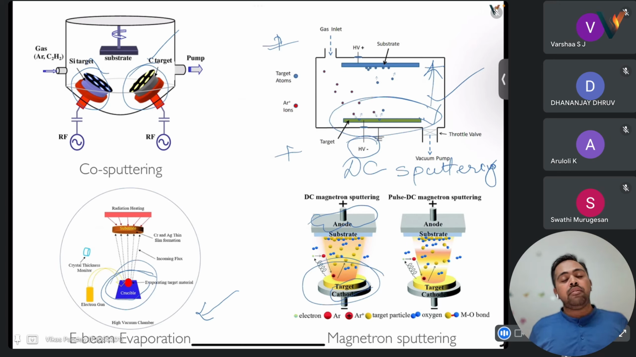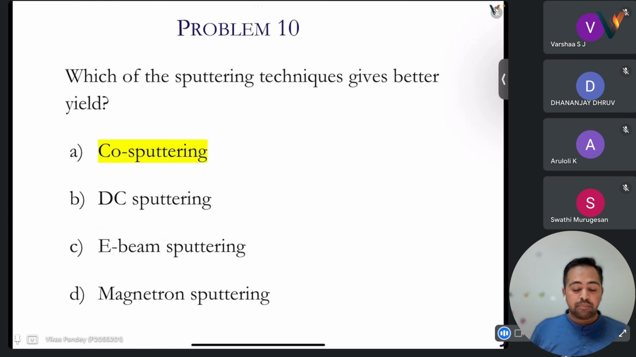So we will have better yield, almost twice or thrice according to the number of targets we are giving. Instead of one single source, we are using multiple sources together, sometimes RF and DC or RF and RF. That is why the yield is a bit higher in the case of co-sputtering. But co-sputtering will certainly require more power sources, either DC or RF.